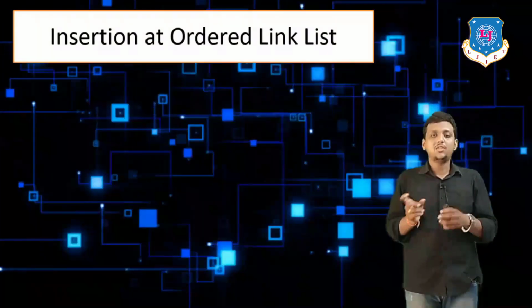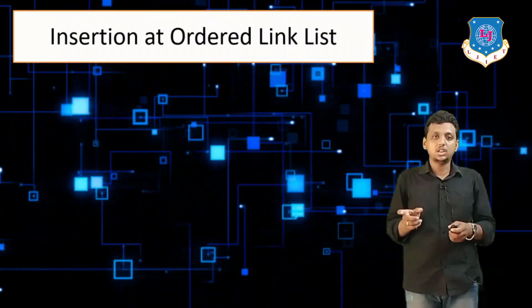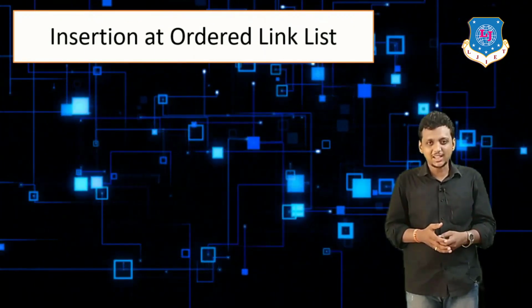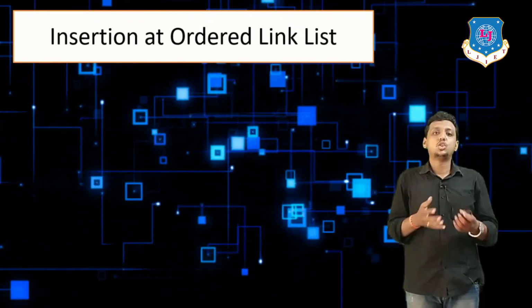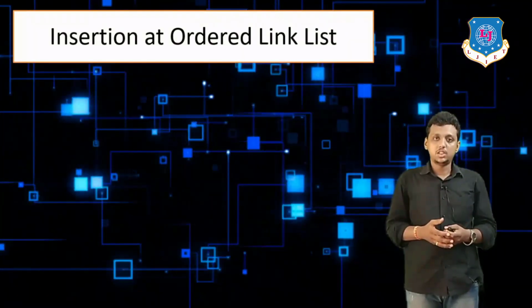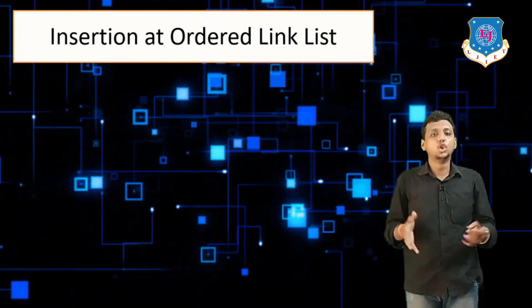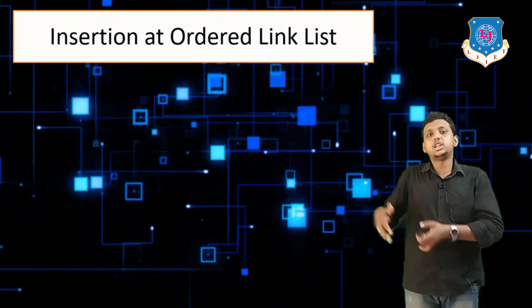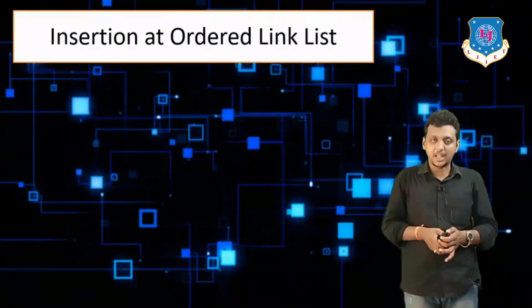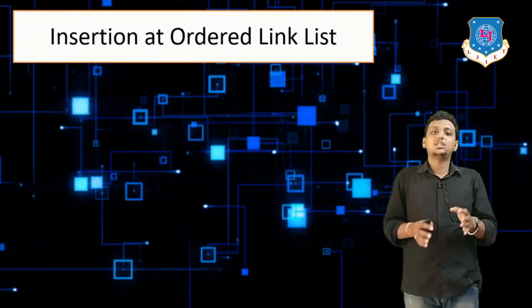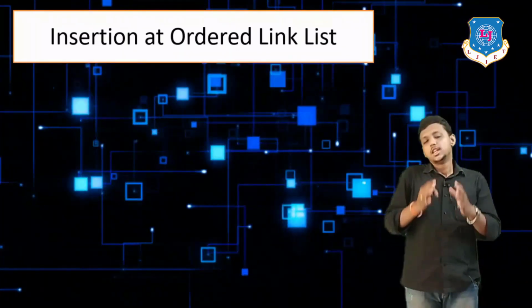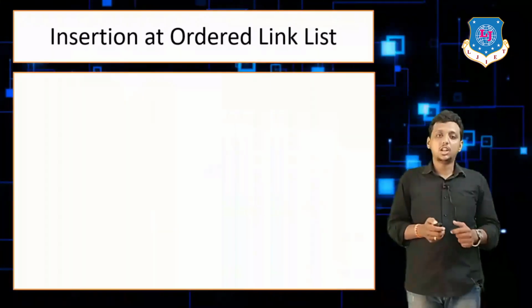What is avail? Avail is a top pointer which is pointing to the topmost element of the availability stack. New is our new pointer which is going to point to our new node, whatever we are going to insert. So usually we need to take our node from the availability stack. These steps are common in this ordered linked list. So let me start with the algorithm.